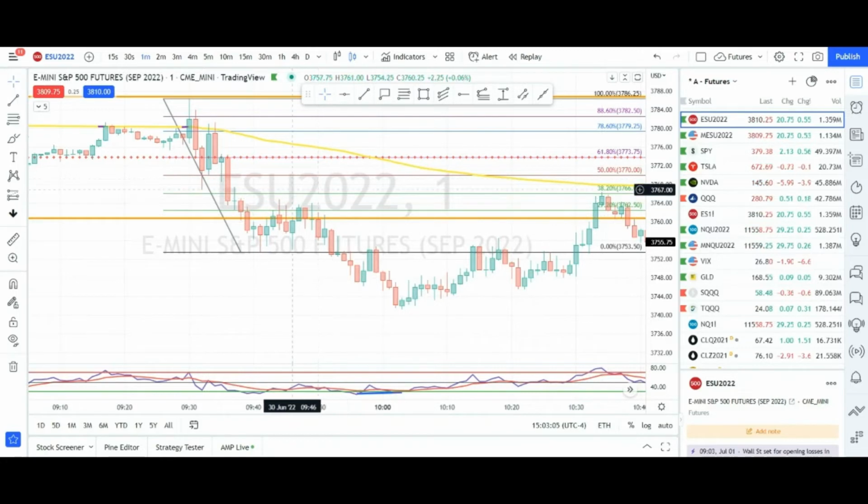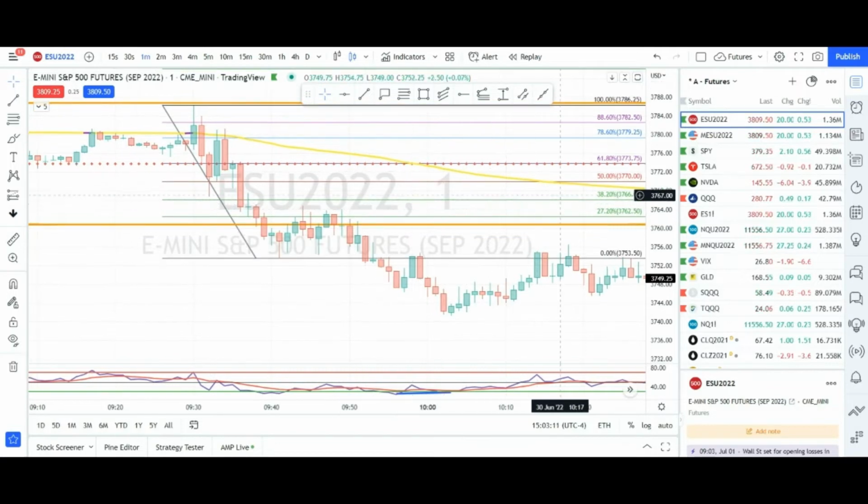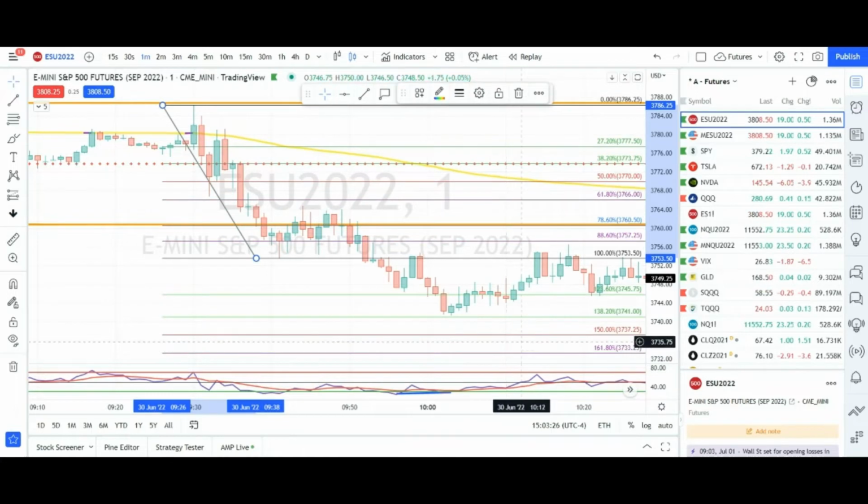No. And this is the 38.2% area. If the price is keeping itself lower than this 38.2 or up to 38.2, then there are more chances the price will break 0% again and it will come down. And from here you can see the price broke this 0% and came down.